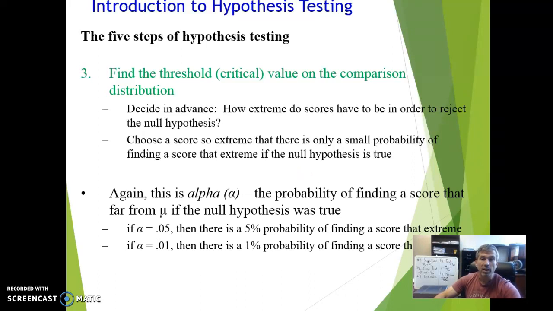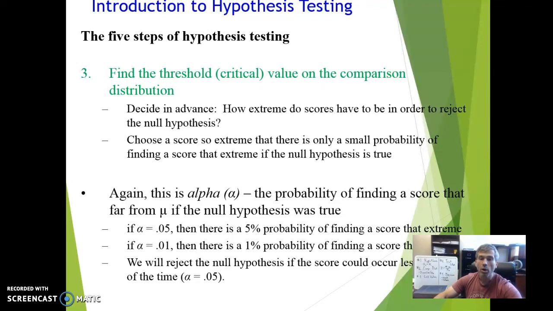The alpha, again, is that key probability that's used to determine whether scores are significant or not. Scores less probable than alpha are considered significant. Scores that are more probable than alpha are considered non-significant. So we're going to pick an alpha of 0.05. That's pretty standard.